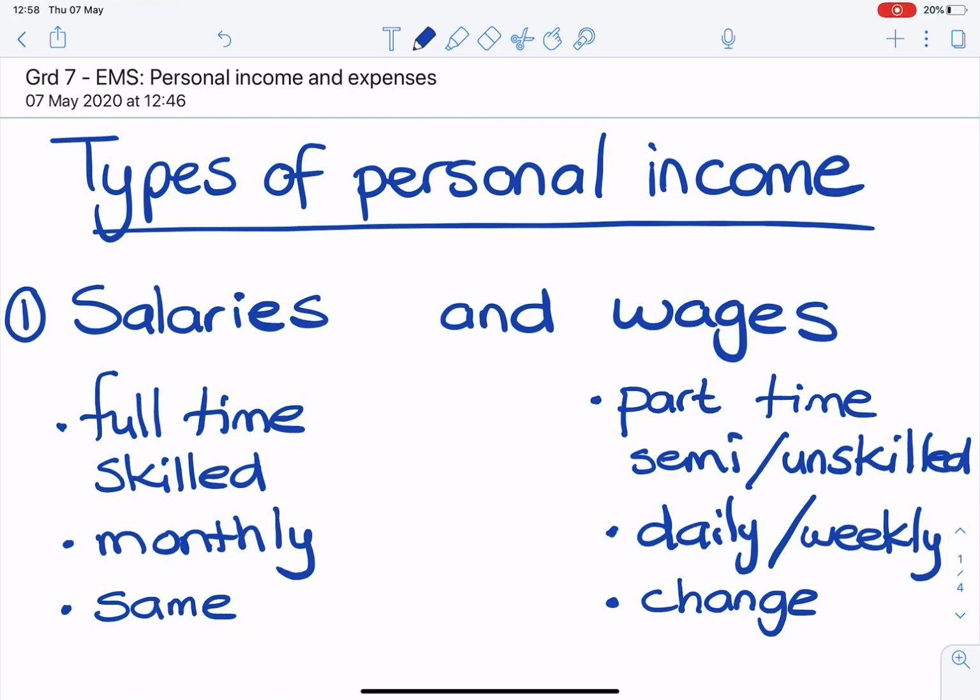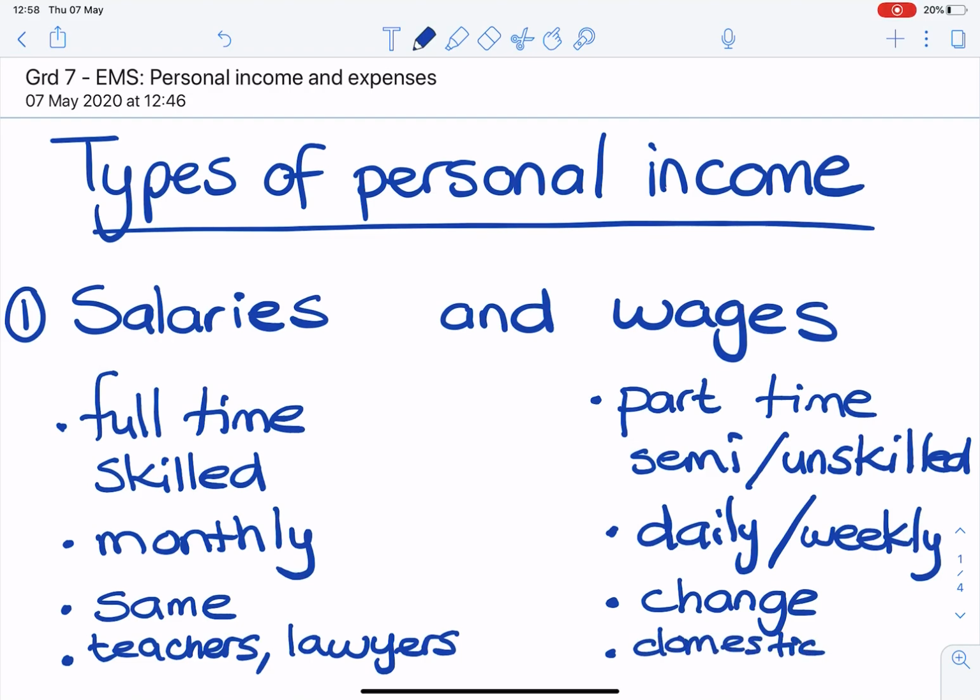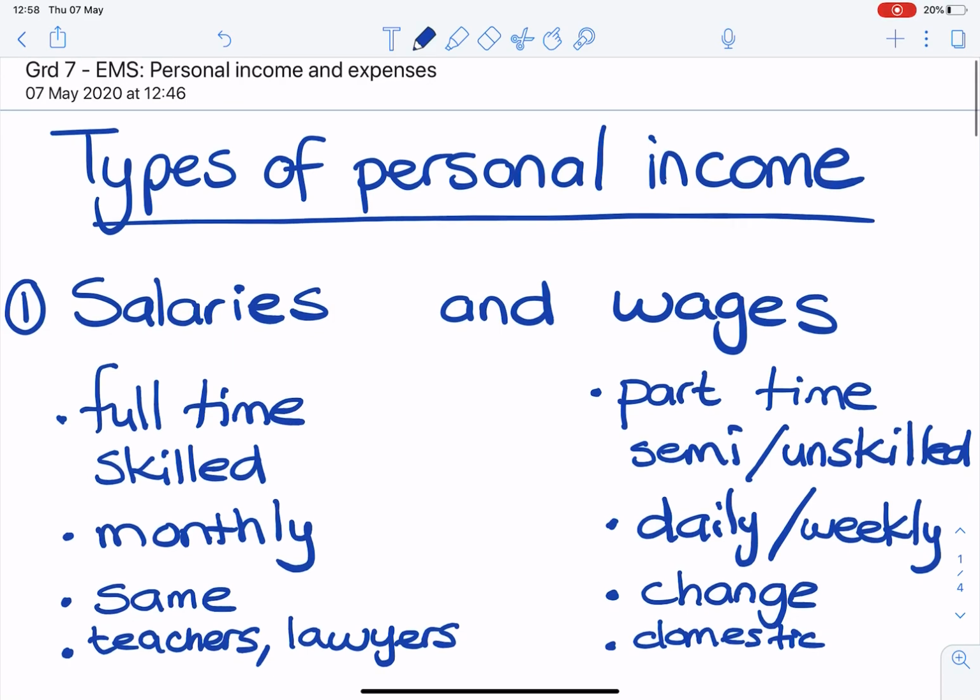Salaries could be earned by teachers like me, doctors, lawyers, etc., etc. And then wages are generally earned by domestic workers, gardeners, labourers, and so on.